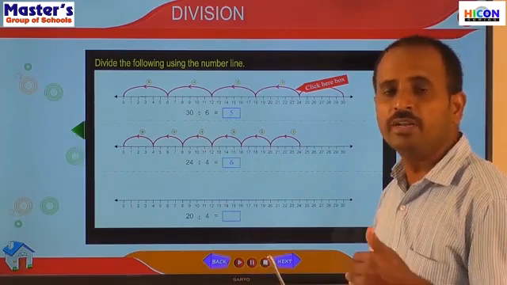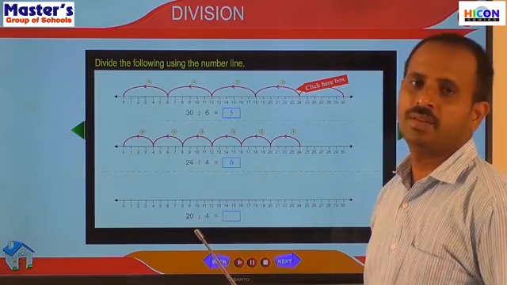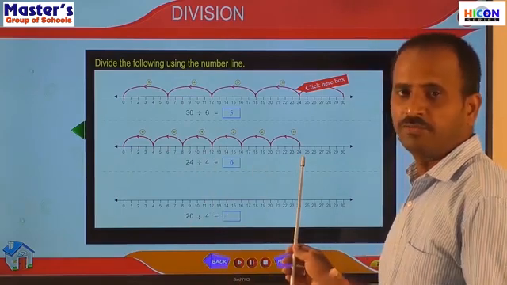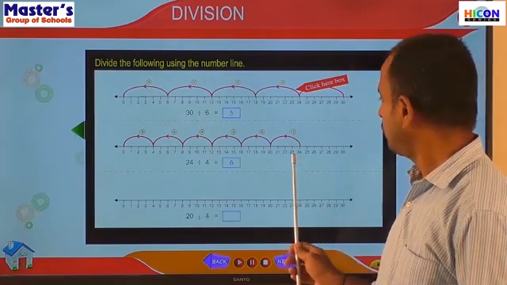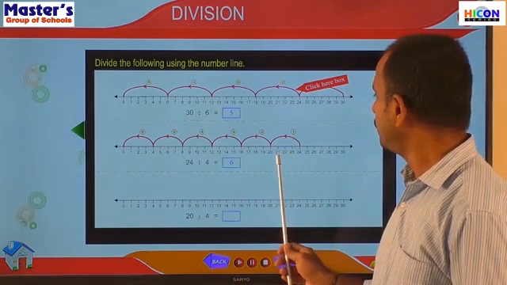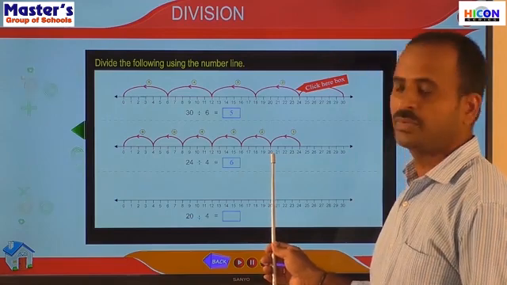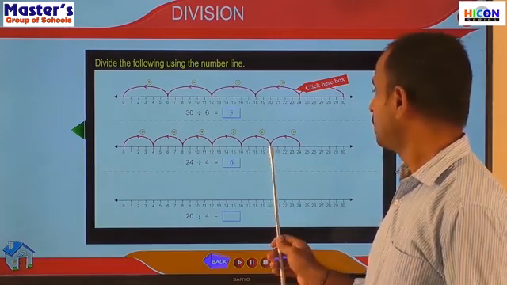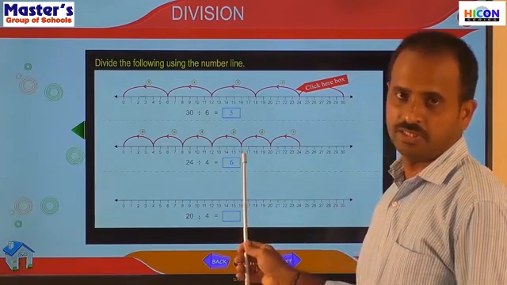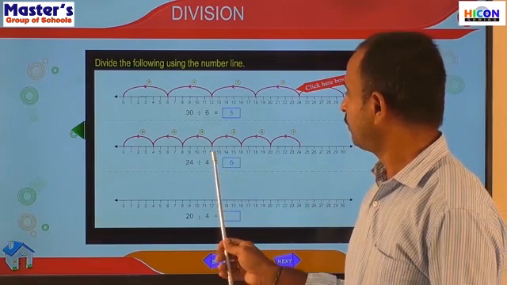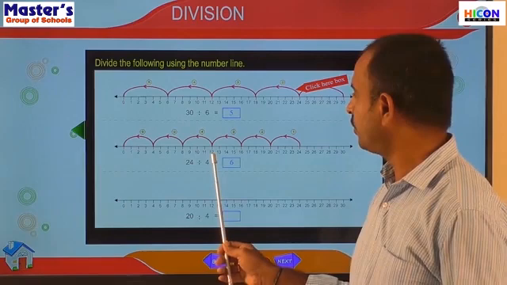In each step, how many numbers do you have to cross? In each step, you have to cross 4 numbers. So starting from 24, count 4 numbers for each step: 1, 2, 3, 4. Up to 20, so this is the first step. Again count 4 numbers: 1, 2, 3, 4. After the second step, we have reached 16. And 1, 2, 3, 4, this is the third step, and we have reached 12.